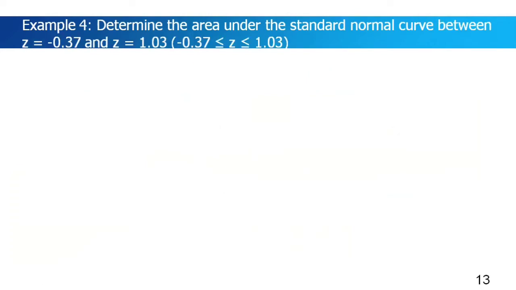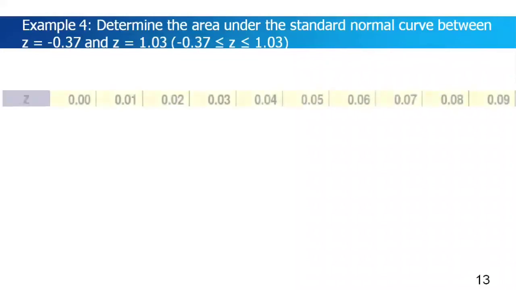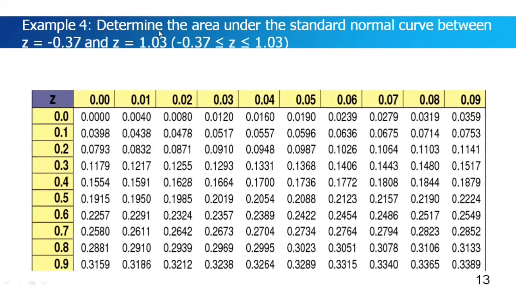Let's go to example number 4. Determine the area under the normal curve between z is equal to negative 0.37 and z is equal to 1.03. Using our interval symbol, z is greater than or equal to negative 0.37 but less than 1.03. So this time, using our table, we're going to first find the area under z equals negative 0.37. The second step is we're going to find the area under z is equal to 1.03, and then we're going to add the two areas.